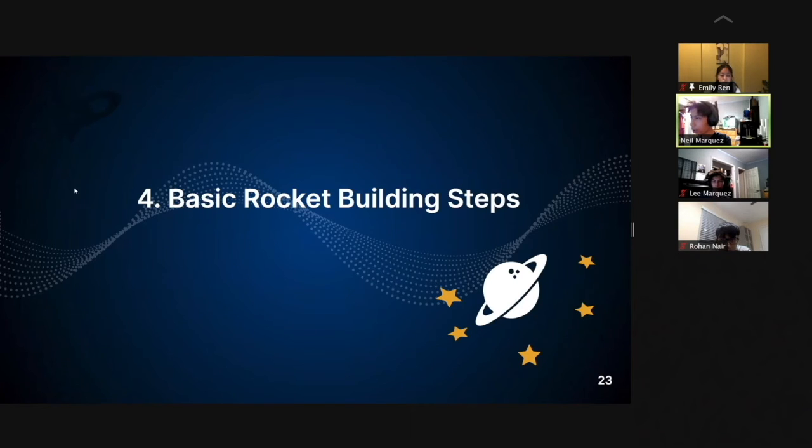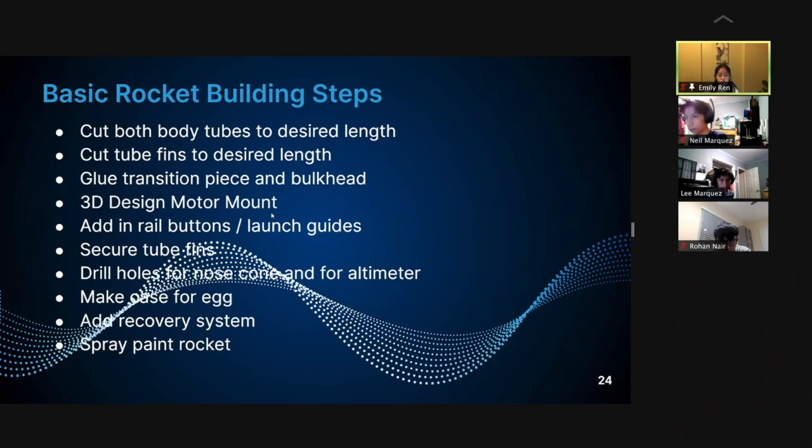Now, these are the basic rocket building steps. Okay, so the steps are to cut both body tubes to desired lengths, cut tube fins to their desired lengths, glue the transition pieces and the bulkhead, 3D design the motor mount, and that can be attached, add in rail buttons or launch guides, secure the tube fins to the bottom tube, drill holes for the nose cone and altimeter, make a case for the egg so it'll stay safe, add a recovery system, parachutes, and spray paint the rocket for extra thickness.